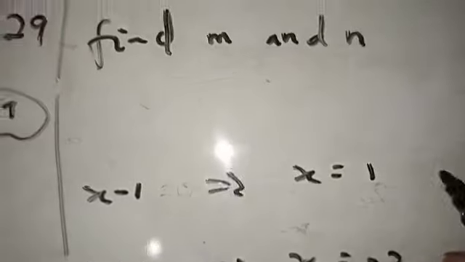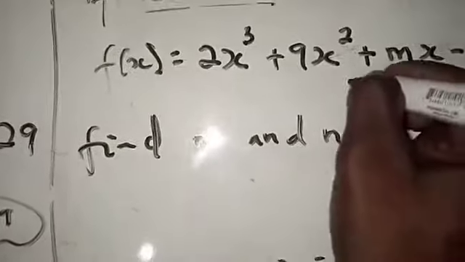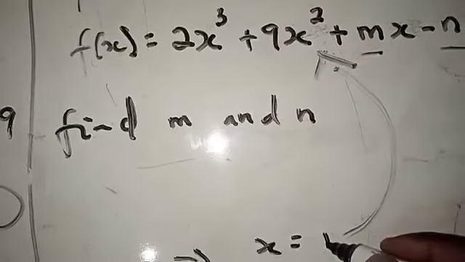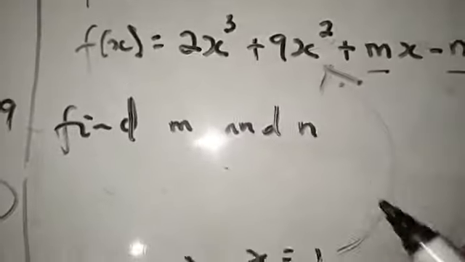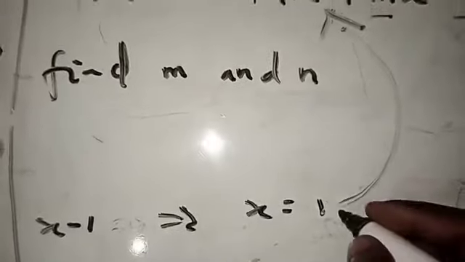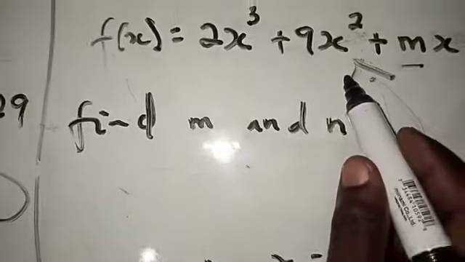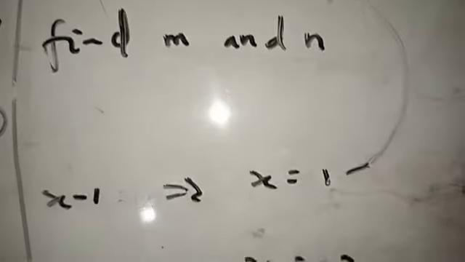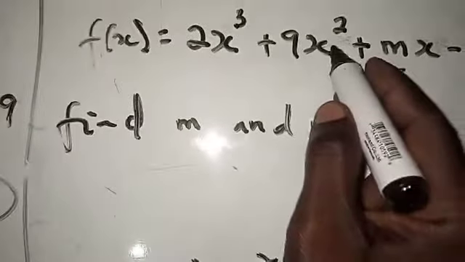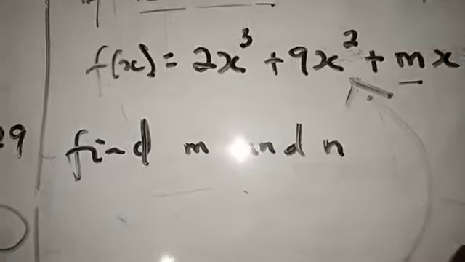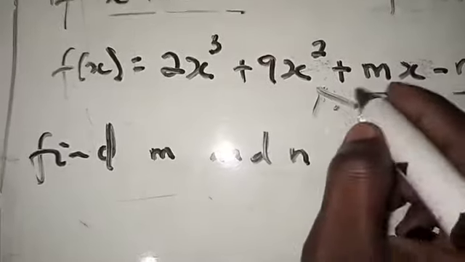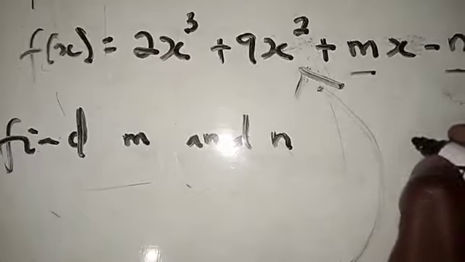So you plug these values from the factors into the polynomial, right? So wherever you see the x, you replace that by 1 for the first one, and then for the second one, wherever you see the s, you replace that by negative 2. So 1 by 1. So you first of all need to plug this one into the polynomial function, and then second one, you plug this one here, which is negative 2, into the polynomial. So you are going to have two different equations, which you are going to solve by simultaneous equation, right?